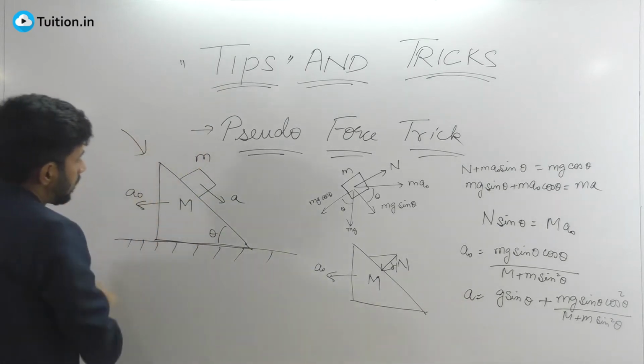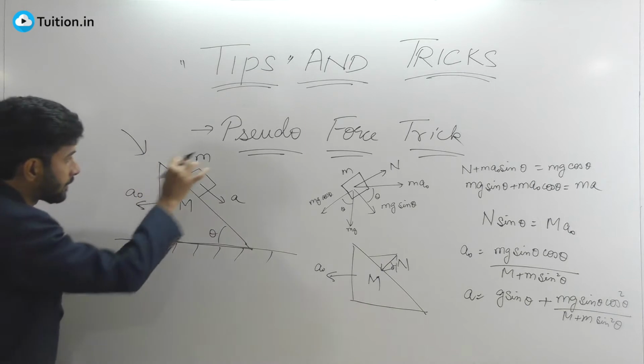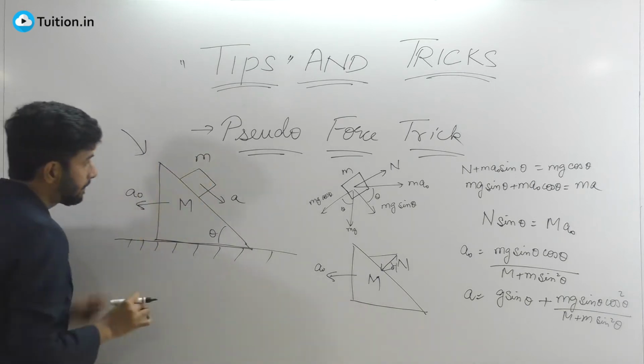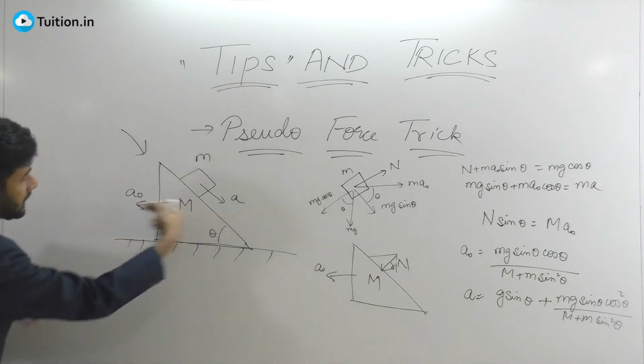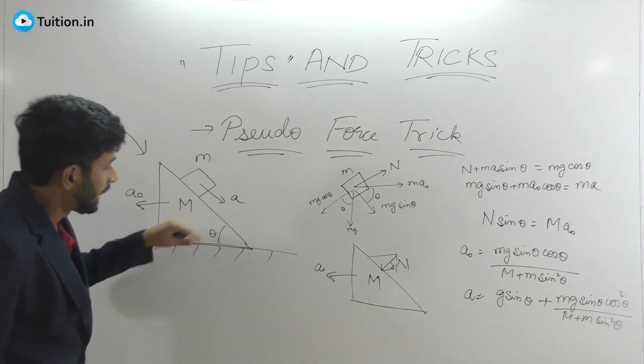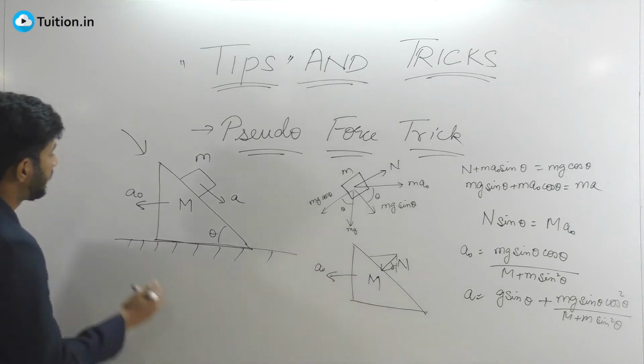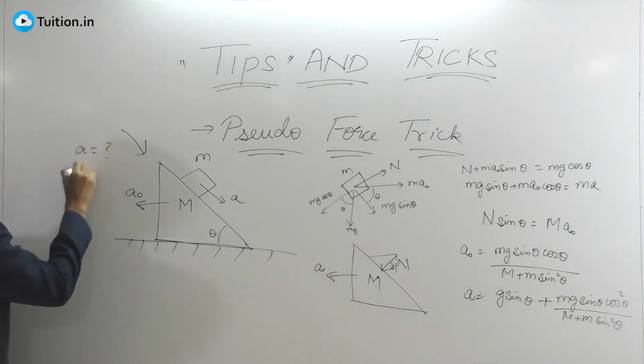This is your case wherein you have a big block. On this big block you have a small block of mass small m, right? This mass m is sliding down with an acceleration a and this is moving with an acceleration a naught, right? Angle of inclination is given theta. How do you find a and how do you find a naught?